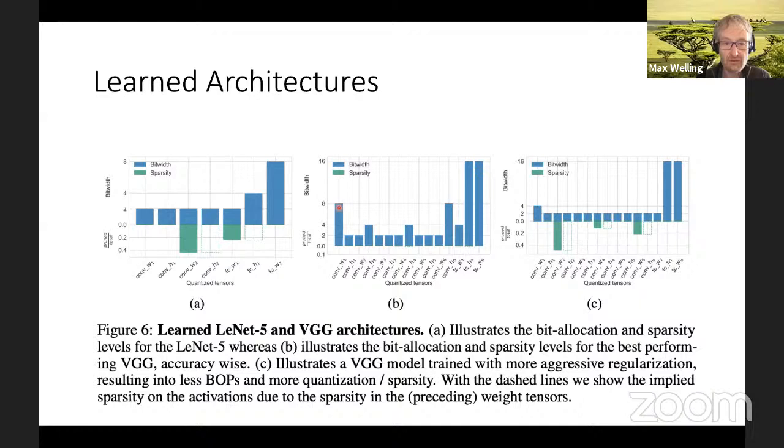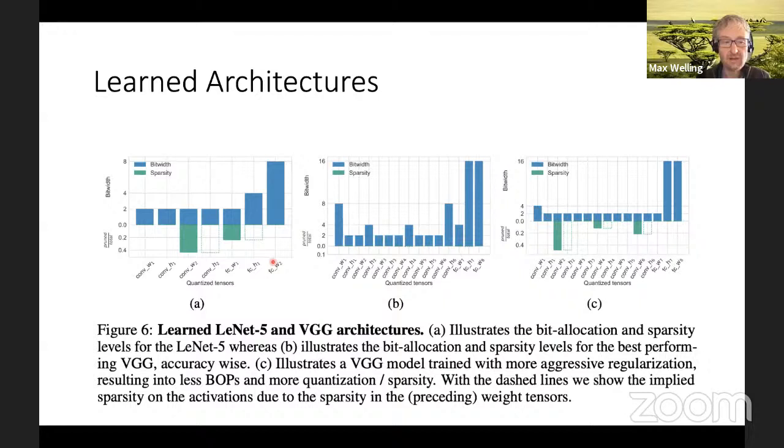And then as you go further, in the intermediate layers, it's happy to entertain lower levels of quantization. And then towards the end, it is again going to increase its bit width at the fully connected layers where it needs to make its final predictions. And this is a trend that we are seeing.